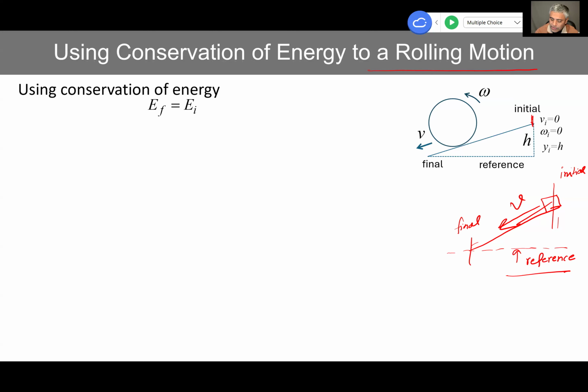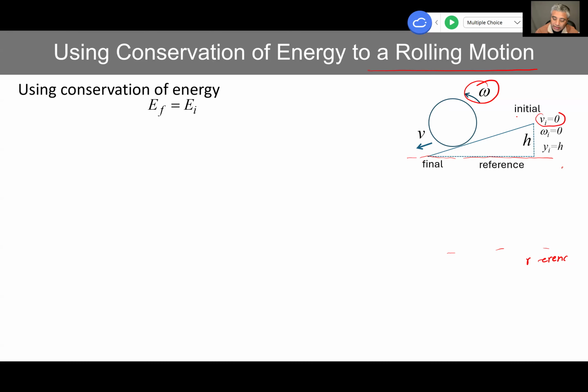Since we are starting from here, I am labeling that as the initial point. And then we are interested in what the speed is at that point. So that is our final. When it arrives here, the speed is v, translational speed, and rotational speed is omega. I'm choosing this as a reference point. So with that, I can start listing things. That's what I have done here.